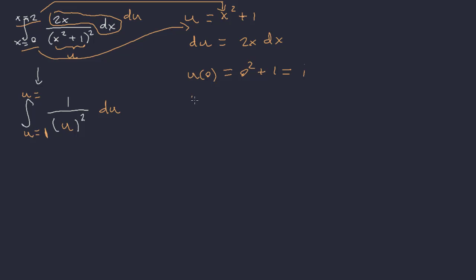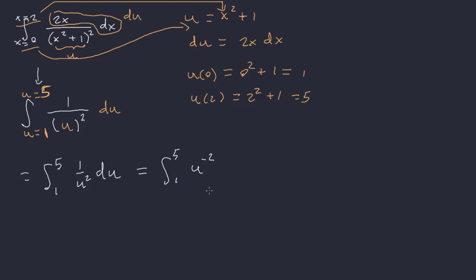Then we're going to plug in 2. So u of 2 is going to be 2 squared plus 1, or 5. Okay, so our upper limit is going to be 5. So our new integral is the integral from 1 to 5 of 1 over u squared du, or, maybe not simpler, but a power rule way would be u to the negative 2 du.